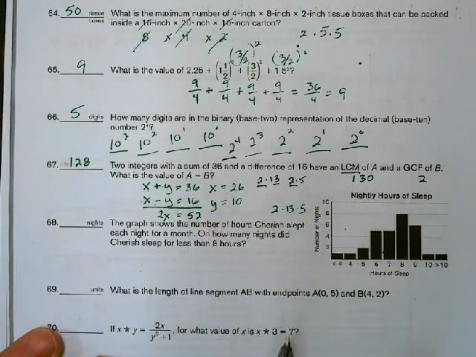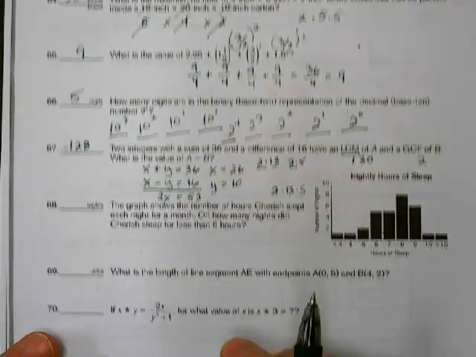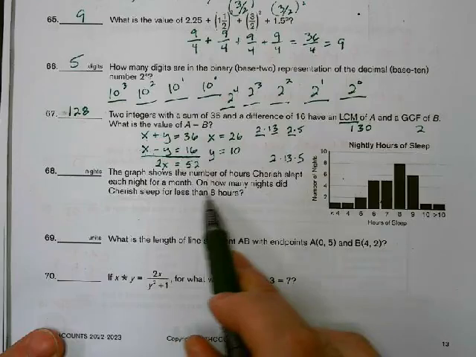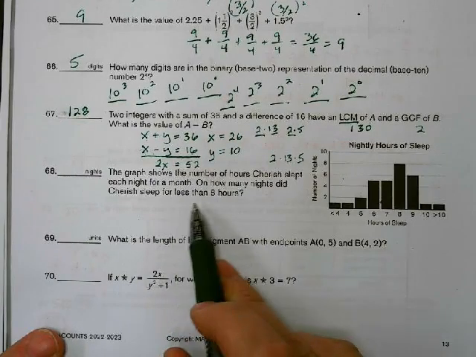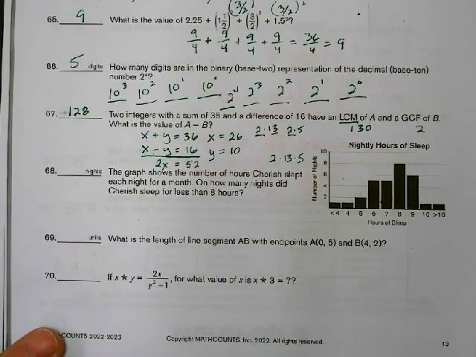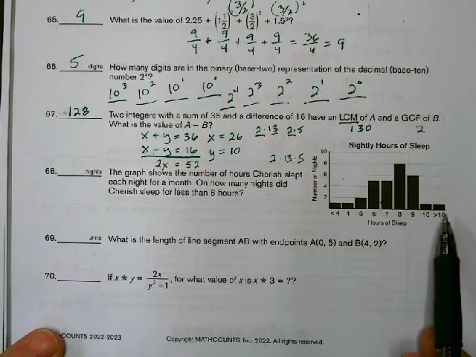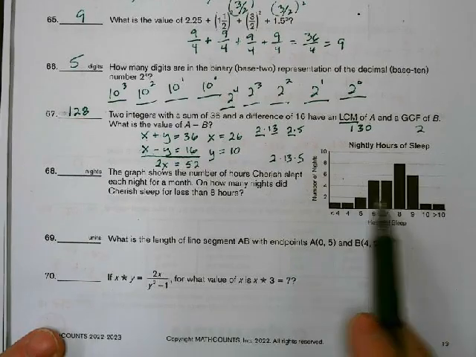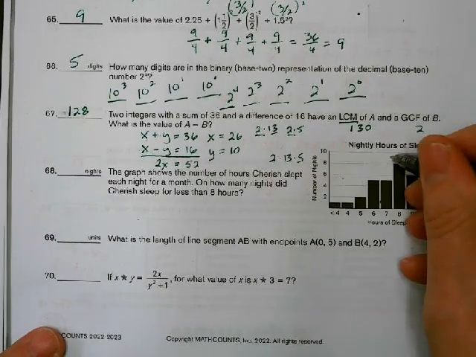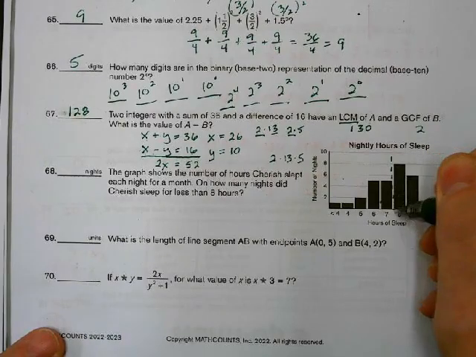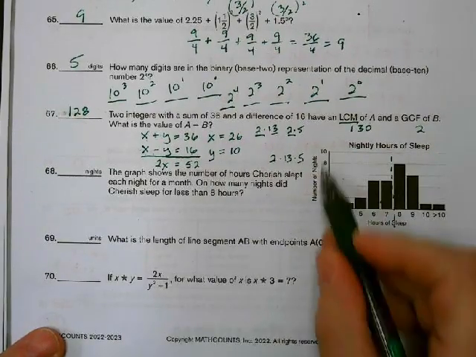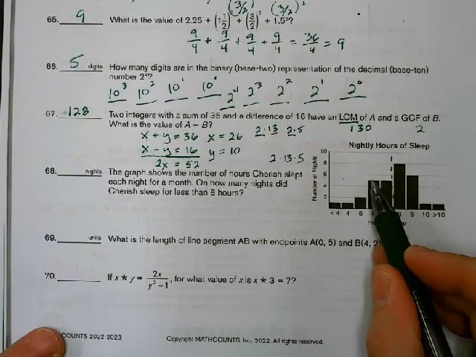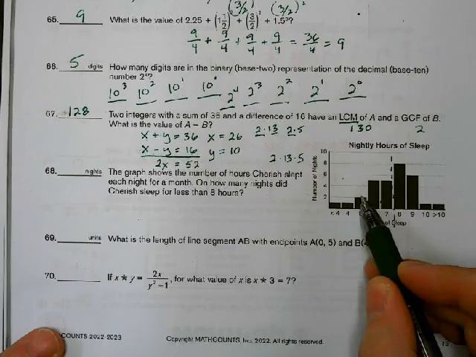Next. The graph shows the number of hours Cherish slept each night for a month. On how many nights did Cherish sleep for less than 8 hours? All right, so you just have to know how to read a graph on this one. Here's the hours of sleep. So we want everything on this side of 8. And then this is the frequency over here of it happening. So this is 5 and 5, that's 10, plus 2, 12, plus 1, plus 1. It looks like a total of 14 nights.